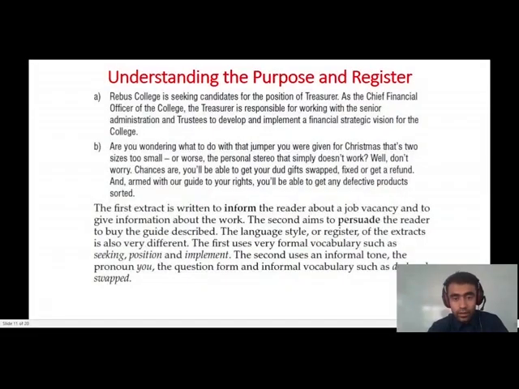So see an example here. The personal stereo that simply doesn't work. So you see, it's a question. We are not going to put questions in our writing. So you see, all these features in these two pieces of writing are different. The language style, the tone, the vocabulary, the register, the purpose, and all the things are different. So all pieces of writing have their own purpose, and the purpose is usually found from those styles, tone, vocabulary, and register.